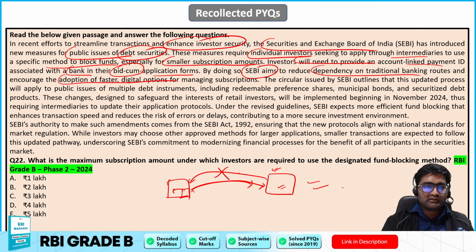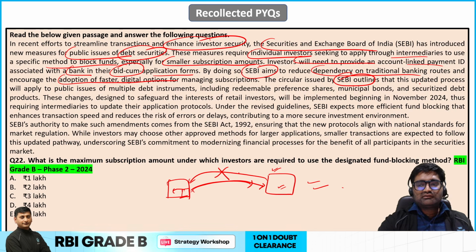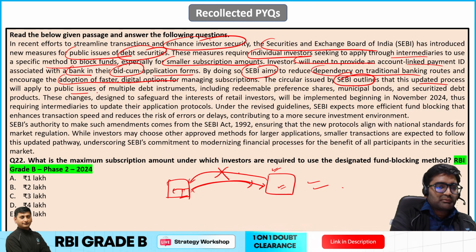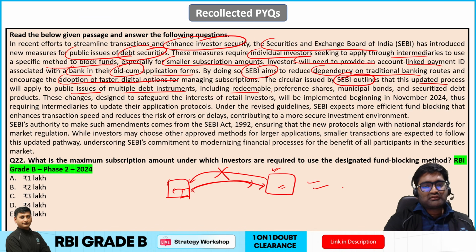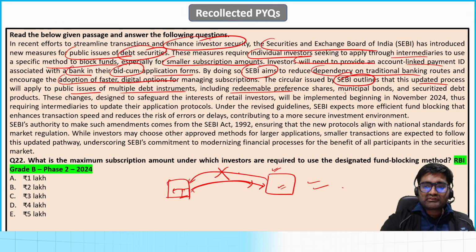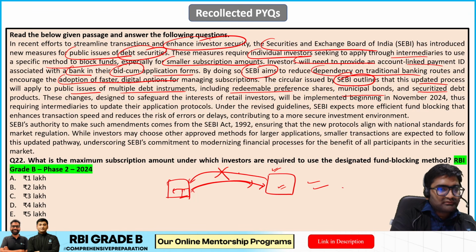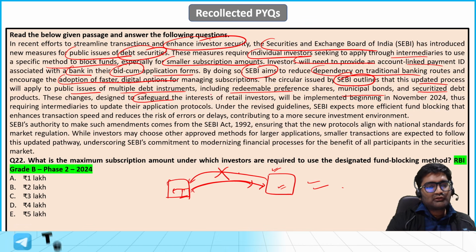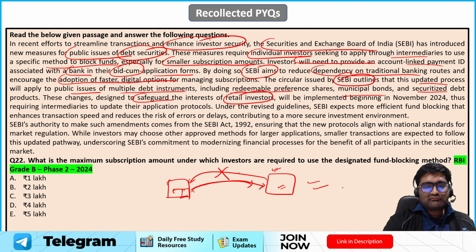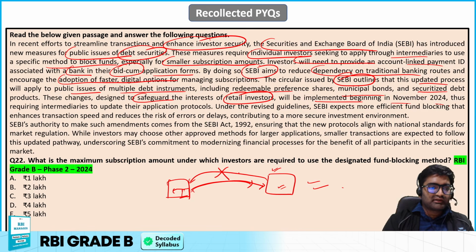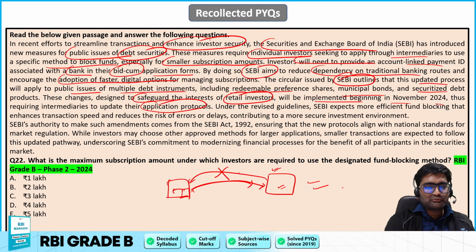Okay, so related to that initiative, this is being talked about. SEBI brought out this initiative. SEBI outlined that this updated process will apply to the public issues of multiple debt instruments, including redeemable preference shares, municipal bonds, securitized debt products. These changes, designed to safeguard the interests of retail investors, will be implemented beginning in November 2024, thus requiring intermediaries to update their application protocols.